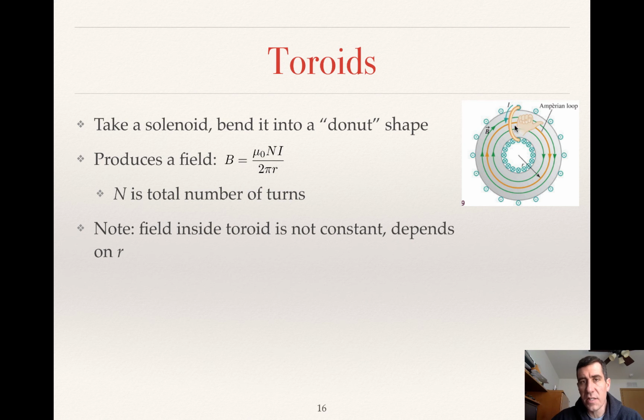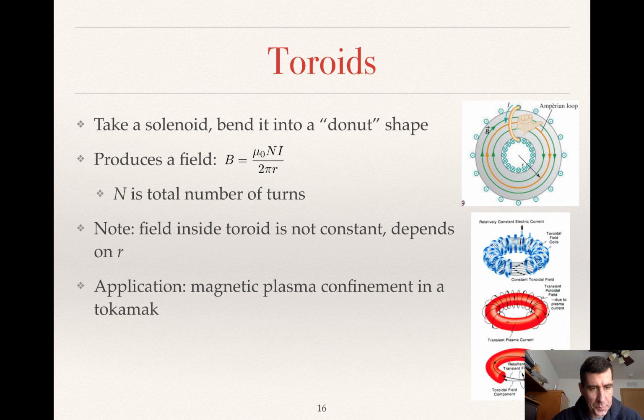So that's the key difference between a solenoid and a toroid. Solenoid had a constant field inside. The toroid, it's actually changing, so it depends on r. As r gets bigger, the field gets smaller.